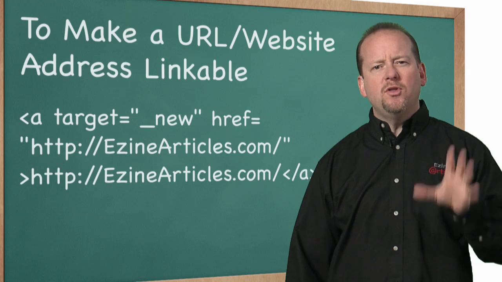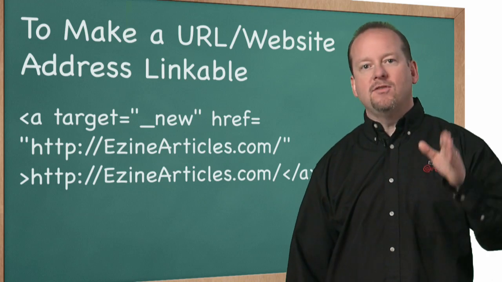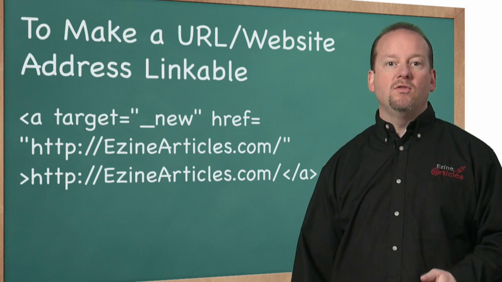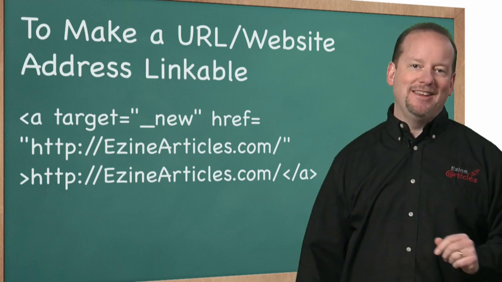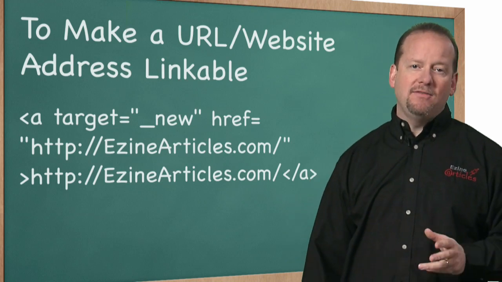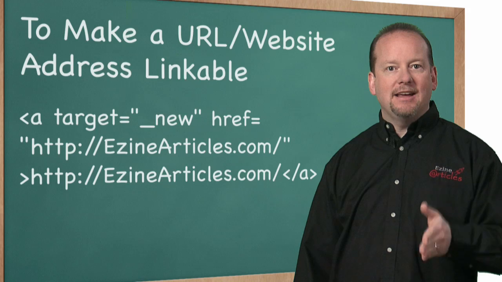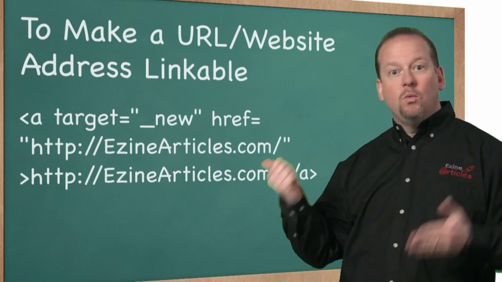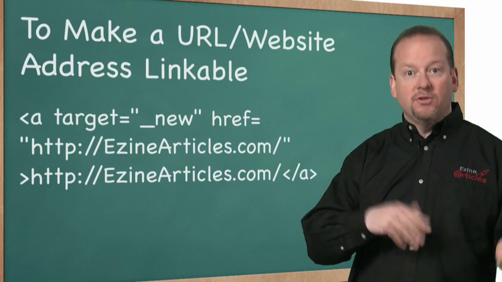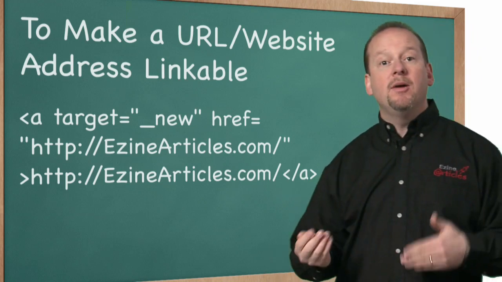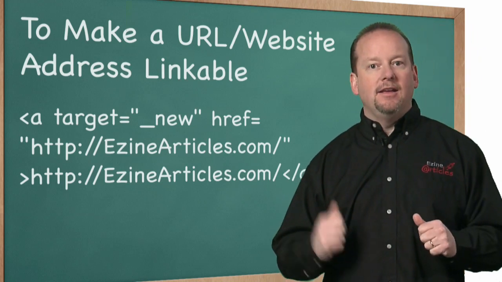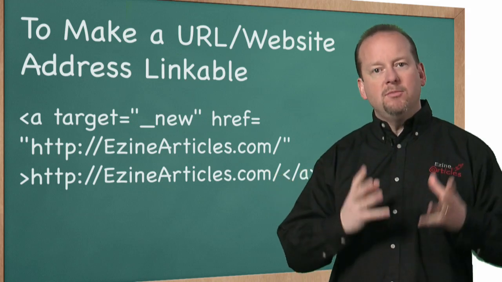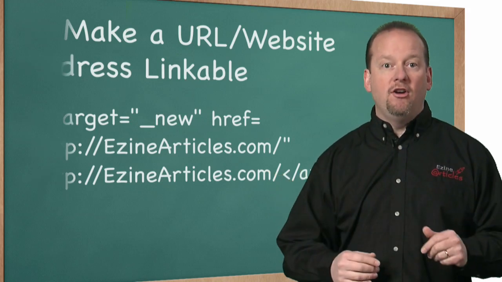Now make sure you put the quotes before and after the URL so the web browser knows exactly what the URL is. The last bit of this code, again, has the text that you want to show as the link. Now in this case, we want http://EzineArticles.com to be the link. In this code, you have a linkable URL in your article.